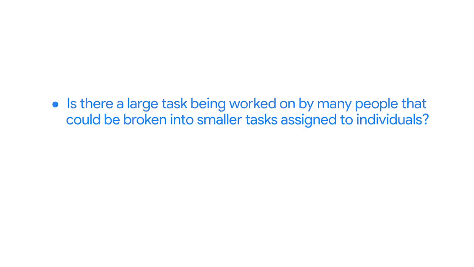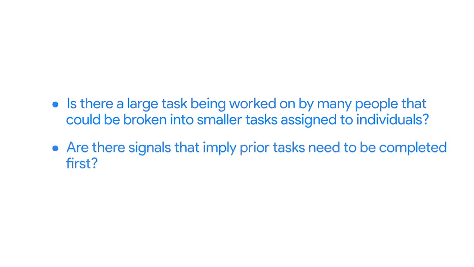During this process, ask yourself questions like, is there a large task being worked on by many people that could be broken into smaller tasks assigned to individuals? Are there signals that imply prior tasks need to be completed first? For example, a deliverable like install tablets might imply selecting a tablet vendor as a prior task.